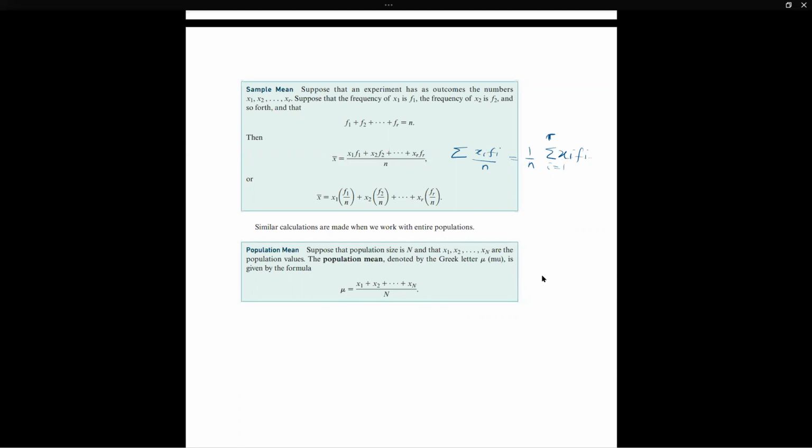So as you understand statistics and the difference between a sample and a population, the formula, if you have n, which is a capital N for the population, and the population mean is denoted here by this mu, it's given by x1, x2, and so forth, which is the sum of xi over N, where i goes from 1 to N.